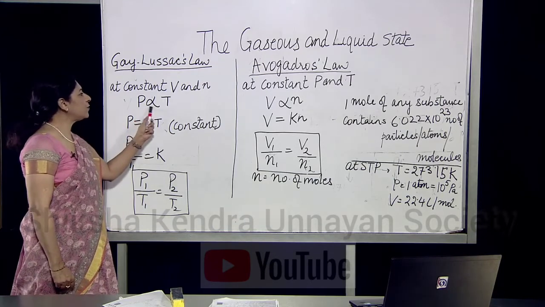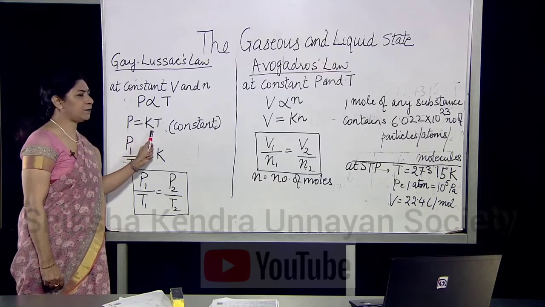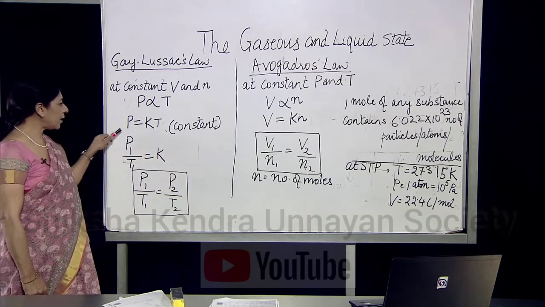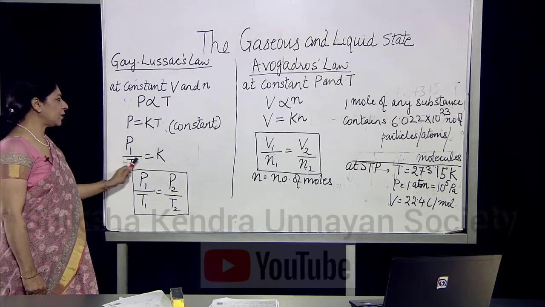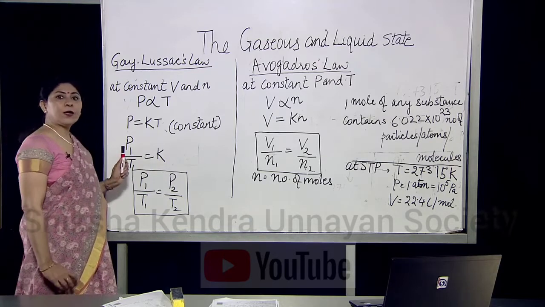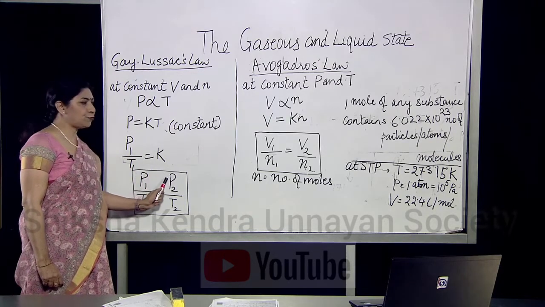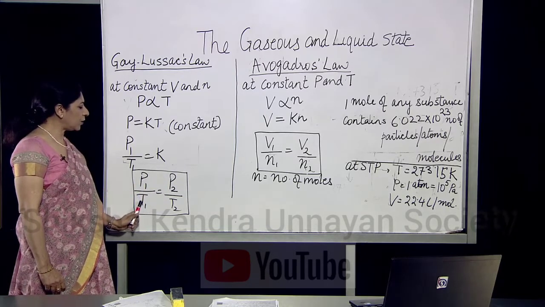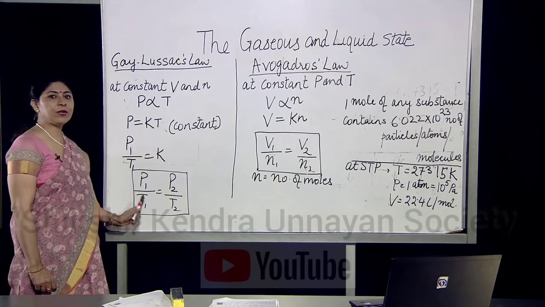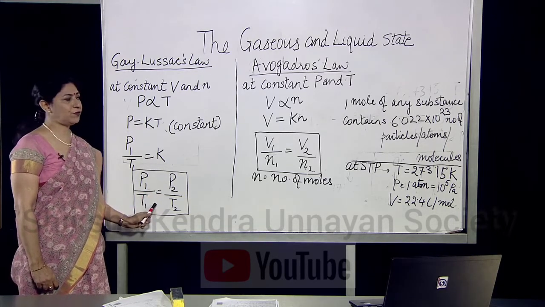Now, let us remove this proportionality sign and we have P is equal to KT, where K is a constant. Now, we can also write P1 upon T1 is equal to K, or if we have initial pressure P1 and final pressure P2, initial temperature T1 and final temperature T2, we can have this relation that P1 upon T1 is equal to P2 upon T2.